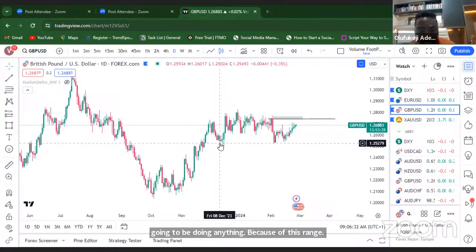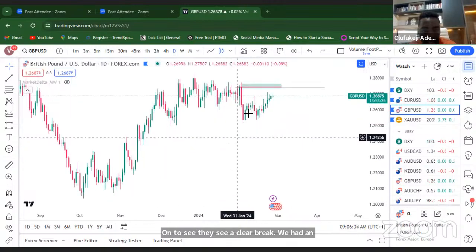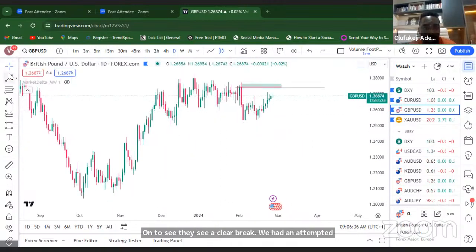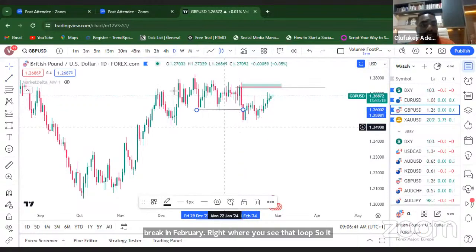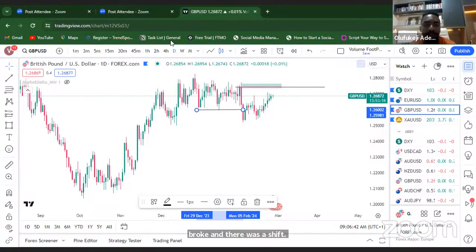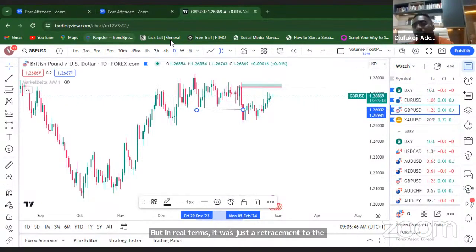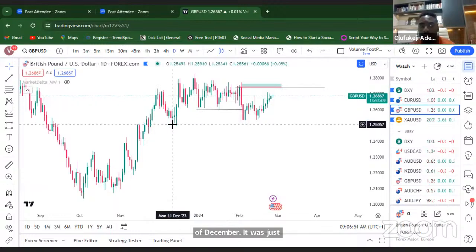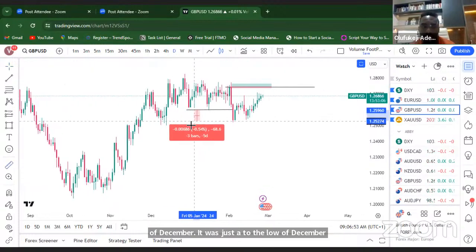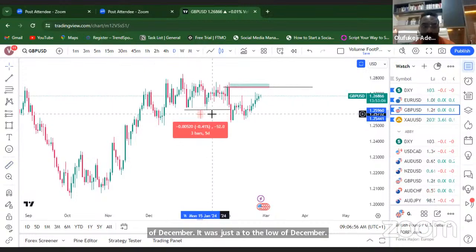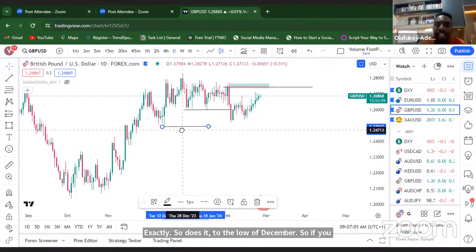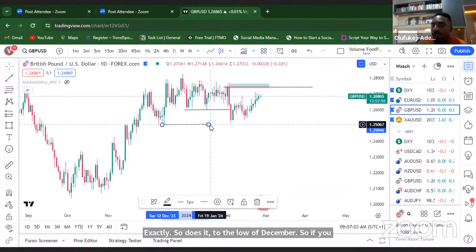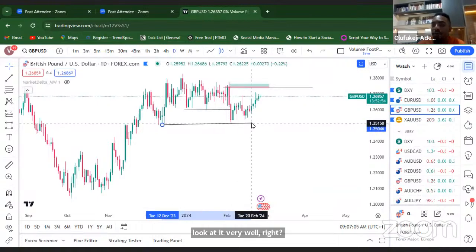We had an attempted break in February, right? Where you see that low. So it broke and there was a shift, but in real terms, it was just a retracement to the low of December. If you look at it very well, right? Exactly. That's why we've not seen clear moves.